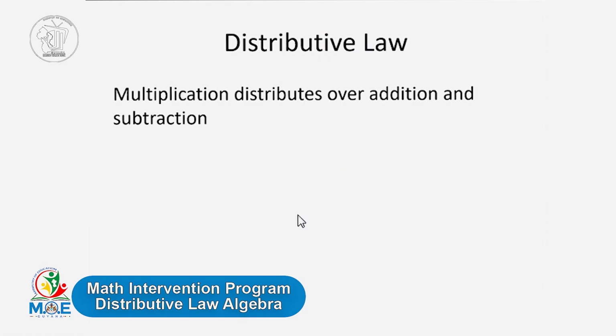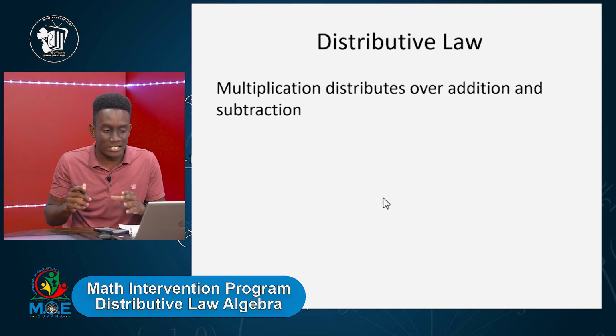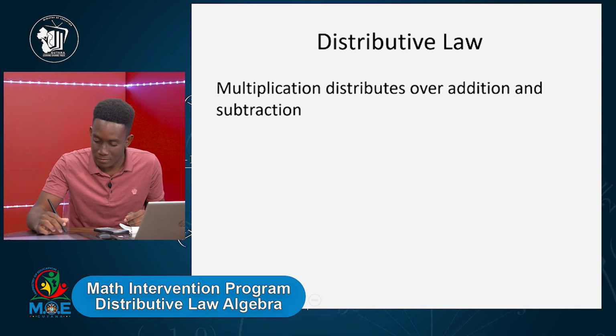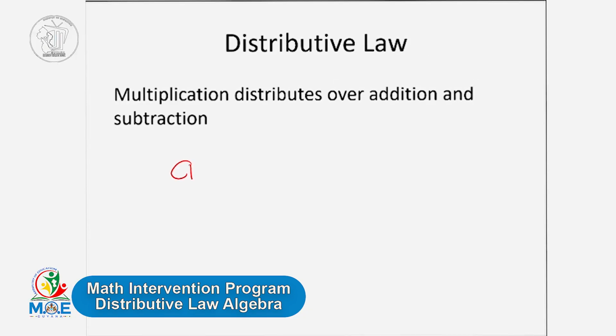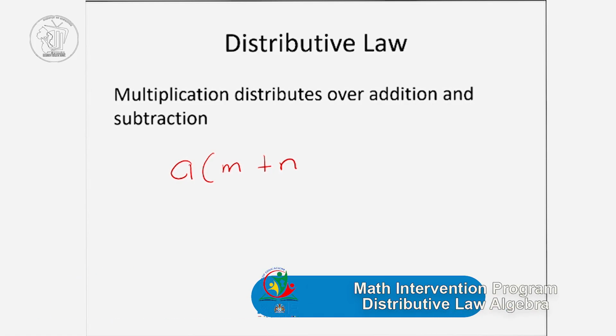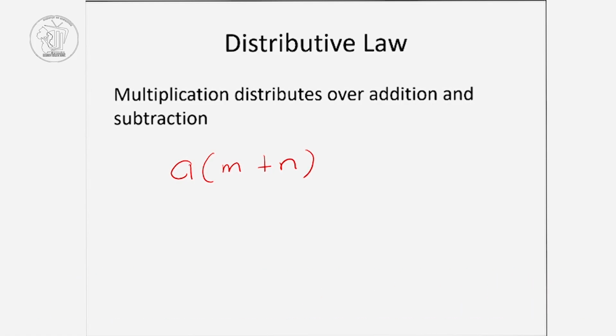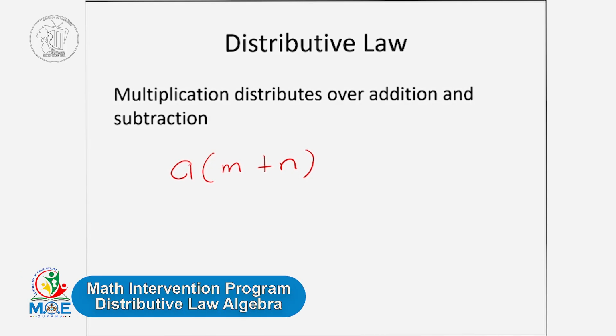So the distributive law says multiplication distributes over addition and subtraction. What this law is basically saying is that if you have, let's say, A open bracket m plus n, as you can see, this A is directly outside of this bracket. So that means this A is multiplying whatever is in this bracket. So what the distributive law says is you have to multiply this A by everything in the bracket. So A times m would be Am, plus A times n would be An. And that is what the distributive law says.